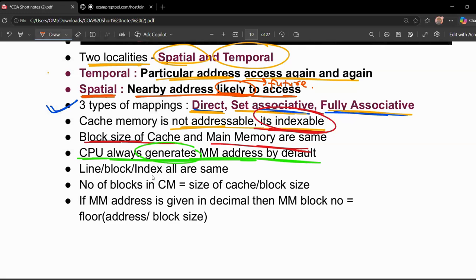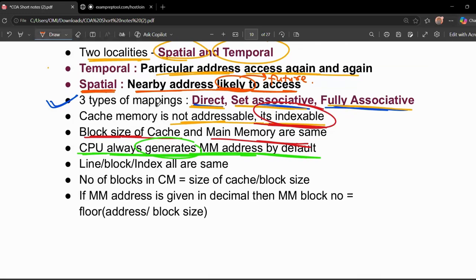Next point is line, block, or index. If someone says line, it's the same as block, and it's the same as index. They sound like they have different meanings, but all are the same.